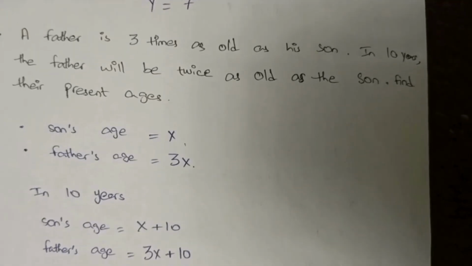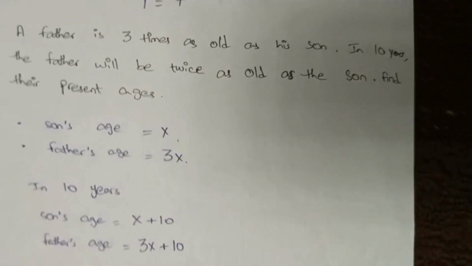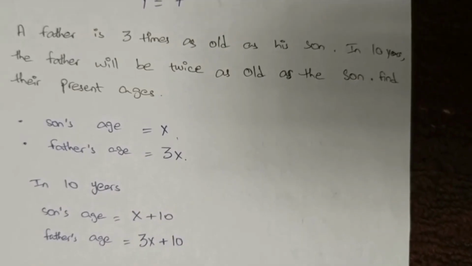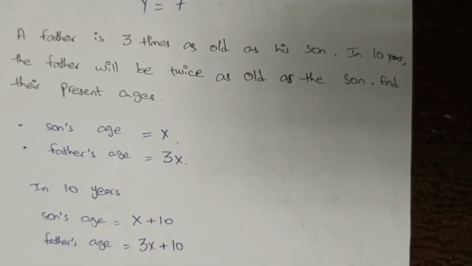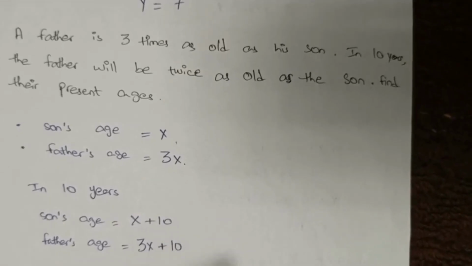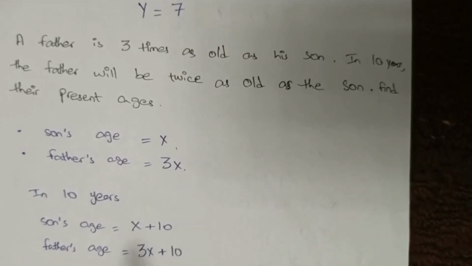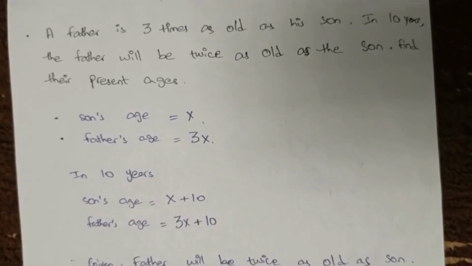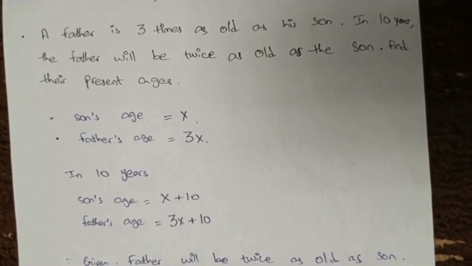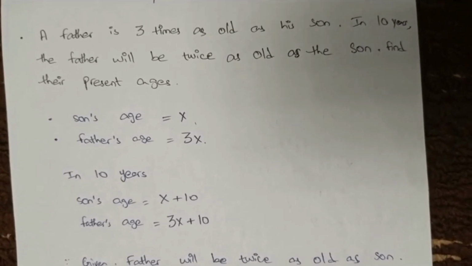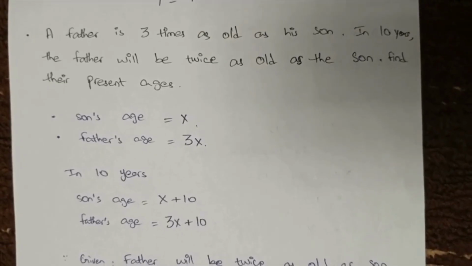My next question says that a father is 3 times as old as his son. In 10 years, the father will be twice as old as his son. Find their present ages. So a father is 3 times as old as his son. Let's take the son's age as x. Son's age is equal to x, and father's age is 3 times of that, so 3x. And in 10 years, the son's age will be x plus 10, and the father's age will be 3x plus 10, right? Because in 10 years they'll both be 10 years older, so their ages will be increased by 10, right?